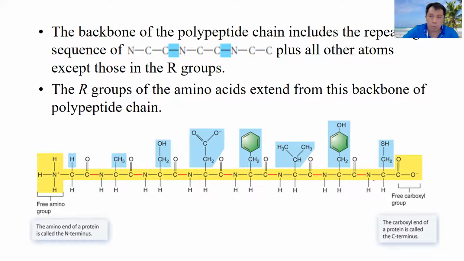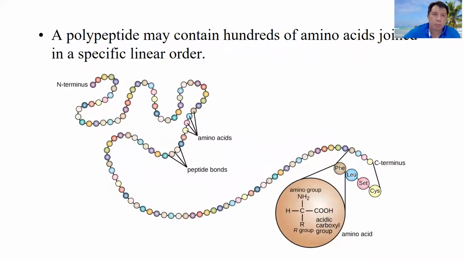Quite important, you must know this is the backbone of the polypeptide, because later when we study the secondary structure, you will know the hydrogen bonds that form are between the CO group and the NH group from the backbone of the polypeptide.